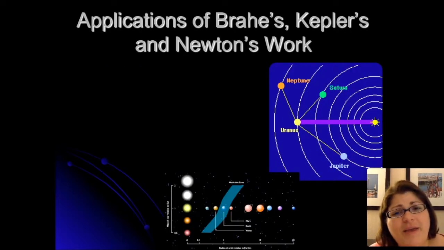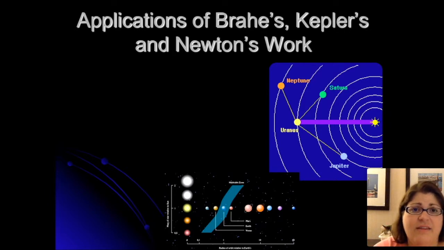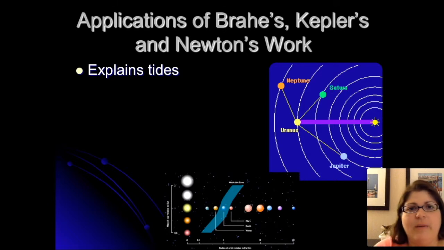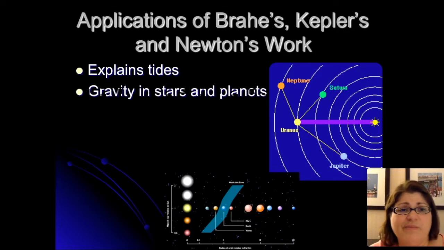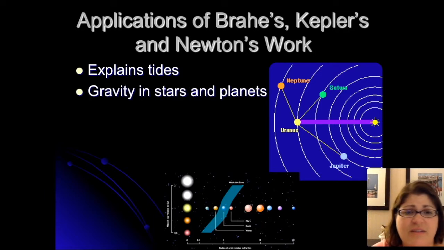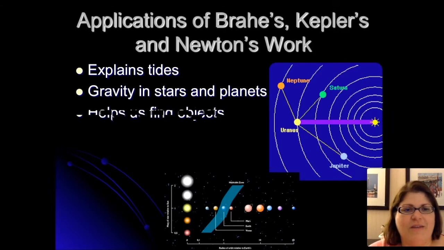Alright, let's talk about why we care about this stuff. So it's nice just to study astronomy, but we can do a lot of stuff with this information too. So number one, it explains why we have tides. If we understand gravity, we know why there's a larger force of gravity when the moon is close and when they're pulling in the same direction. It also gives us clues about the gravity in stars and planets. Remember that as planets form and as stars form, gravity is heavily involved, and as things contract, it increases the gravity, and we understand that now with Newton's explanation of gravity.